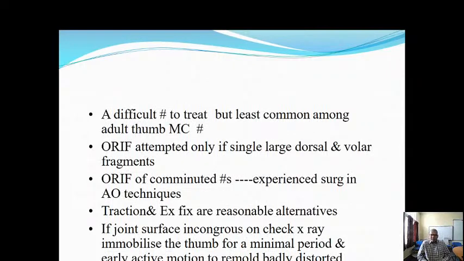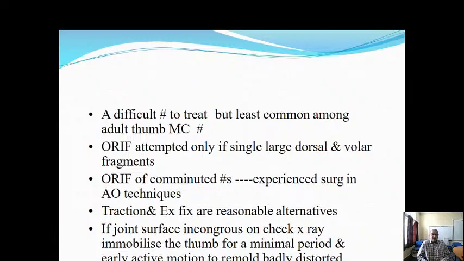Rolando fracture is a difficult fracture to treat, and the least common among adult thumb metacarpal fractures. Open reduction internal fixation can be attempted only if there is a single large dorsal and volar fragment. Open reduction internal fixation of comminuted fractures is difficult and can be done only by experienced surgeons by AO techniques. What we do is traction, counter traction, and fix it with K wires or screws. We can also put an X-fix, external fixator, as a reasonable alternative.